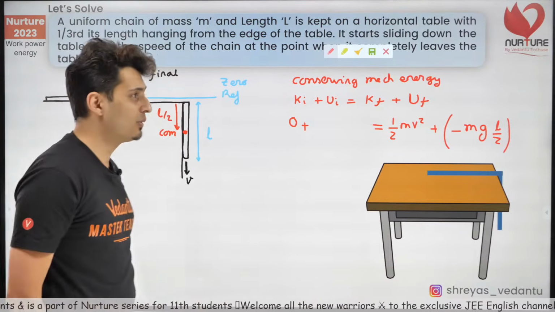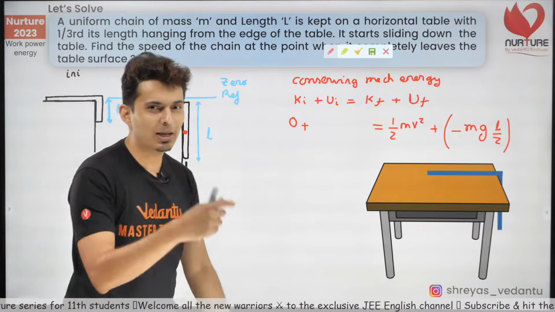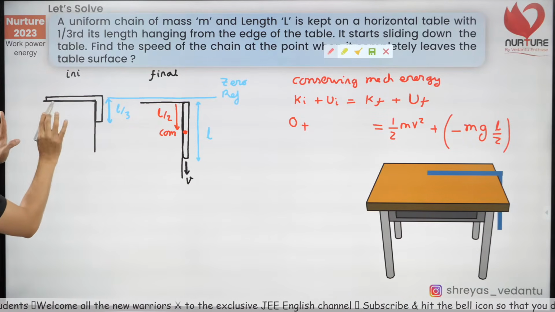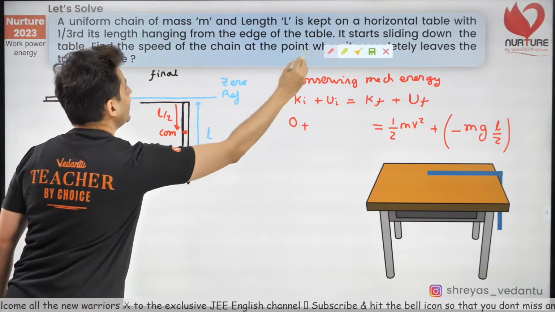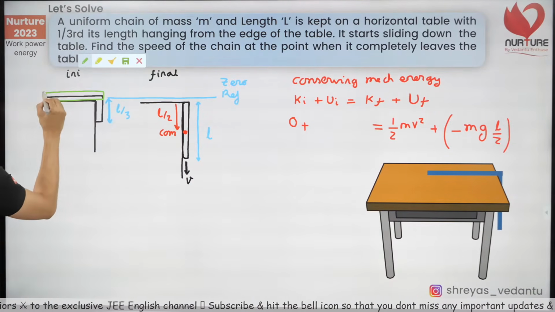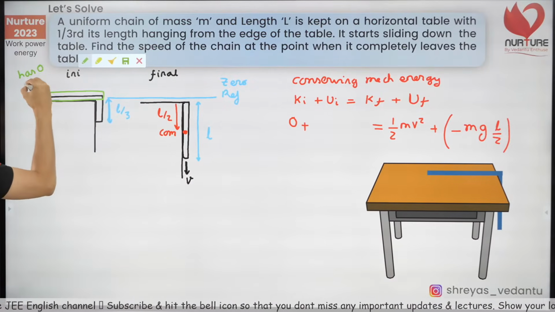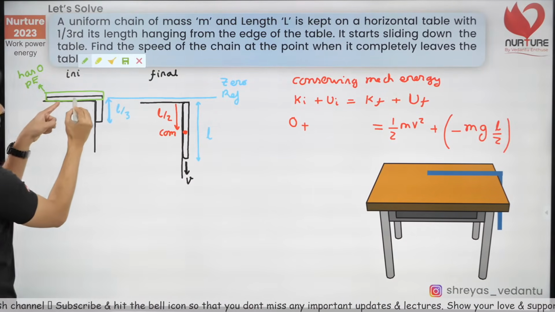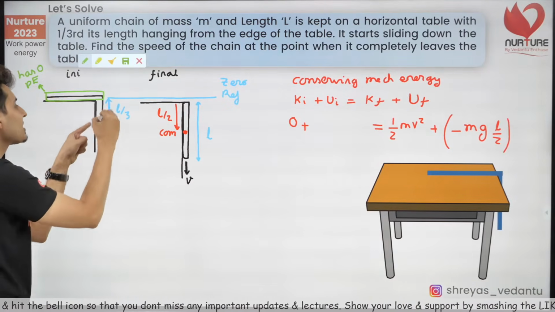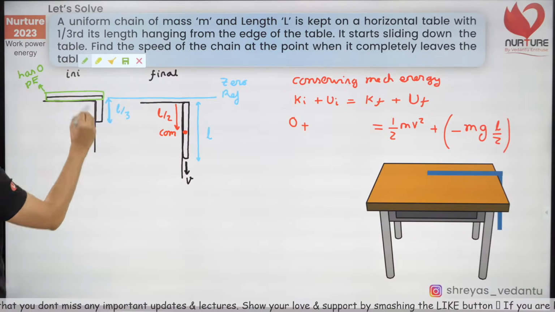Now this is a very important question. Now comes the initial part. This is where many people make a mistake. Where is the center of mass? Oh, by the way, let me tell you, this much part has zero potential energy. Why? Because it is on the zero reference. Only this much part is below, so that much has negative energy.